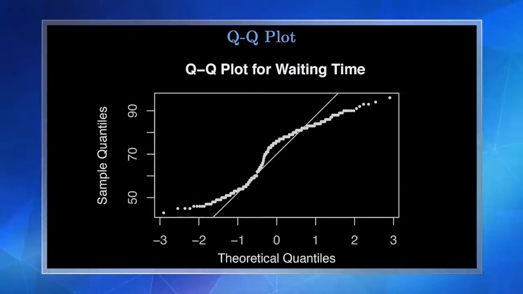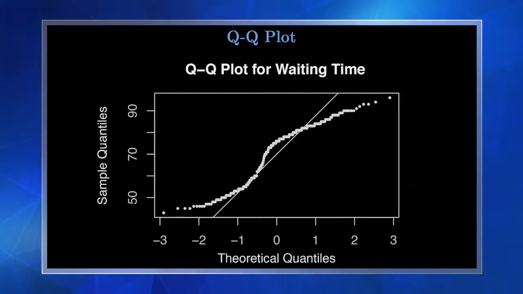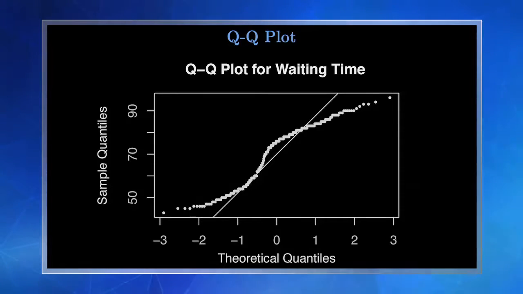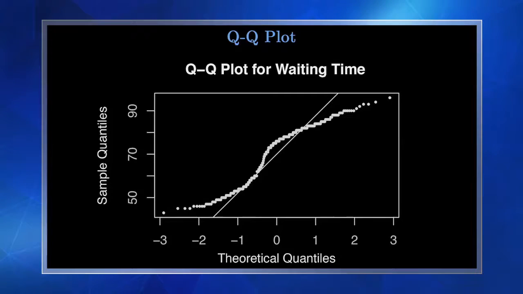Whoa, look at that. We've got some curvature happening here. This data set doesn't quite appear to be normally distributed. It falls pretty far away from the normal distribution line.